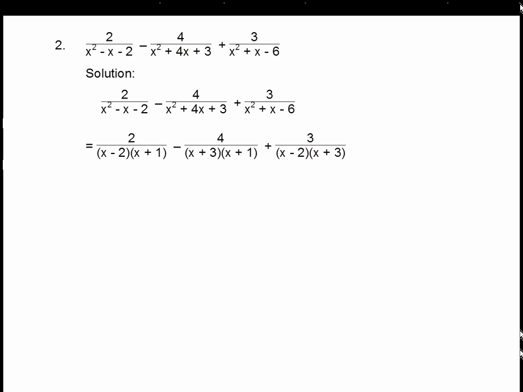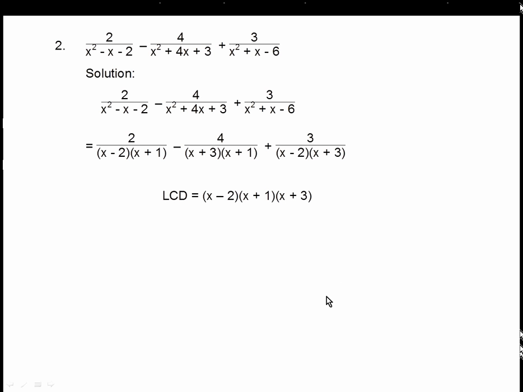We're now getting ready to get the LCD. Remember, the LCD consists of all the different factors from the denominators that I see. I see x minus 2. I see x plus 1. I see x plus 3. There's x plus 1 again, I don't need it again. There's x minus 2 again, I don't need it again. And there's x plus 3 again, I don't need it again. My LCD is just x minus 2, x plus 1, x plus 3. Don't multiply it out.